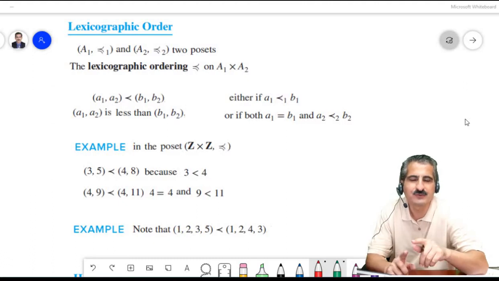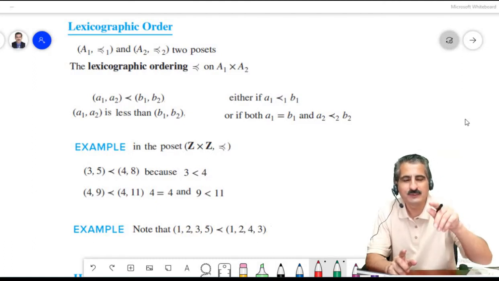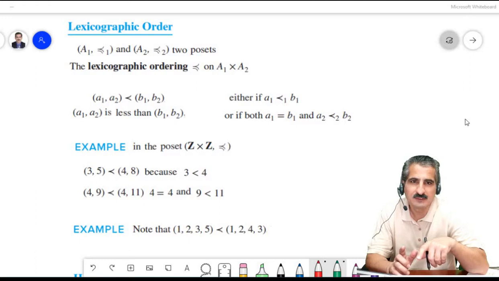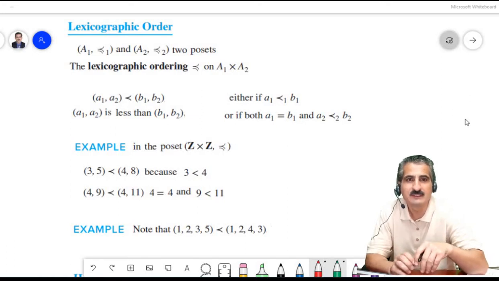First, it goes to the first letter in the word, and then it lists all the words that come with the first letter together. Then it goes and looks at the second letter, and it lists all elements that have the same first and second letter together, and then it goes to the third letter, and so on. This is what we call lexicographical ordering.